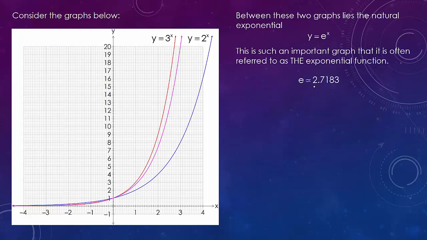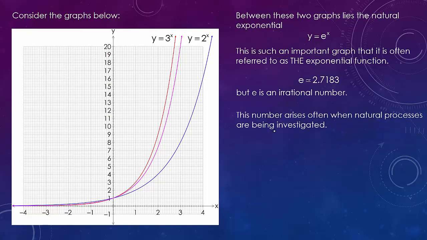e is approximately 2.7183, but e is an irrational number, like pi, like surds. This number arises often when natural processes are being investigated. In fact, e is one of the 3 most used numbers in mathematics, the other two being pi and i, which is the square root of -1. You'll meet that in much later study.